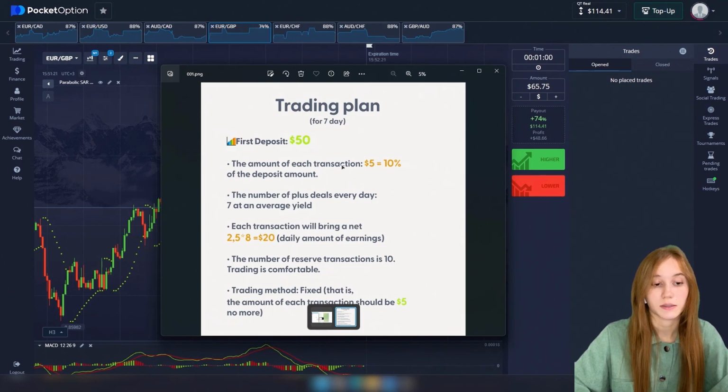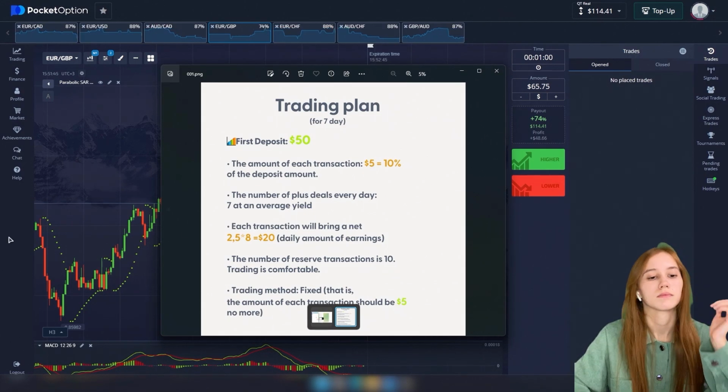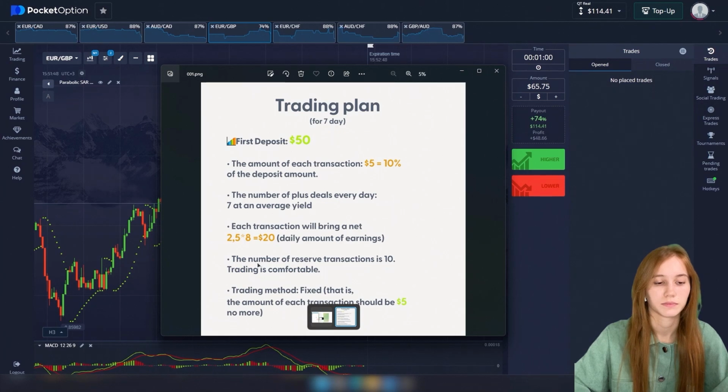So I repeat, this depends on your at least initial deposits. If you want to understand more, like only the first deposit amount of the total deposit should not be $50, it should be in bigger amounts. And by that you'll increase your balance. So it's fixed method of trade. Each deal should be no more than $5 to clearly understand your trading plan.